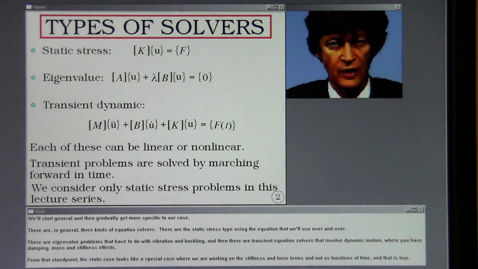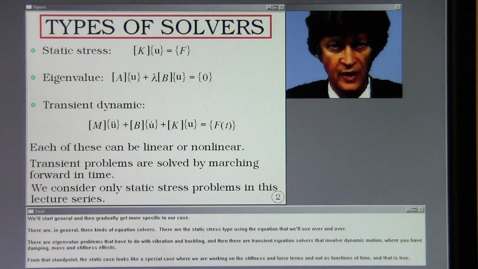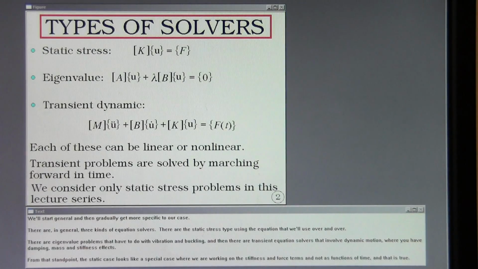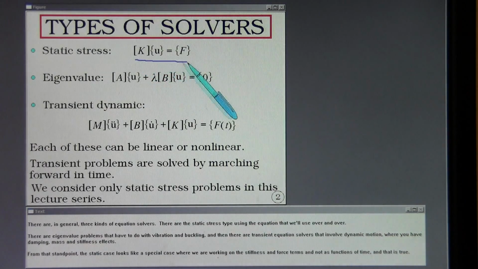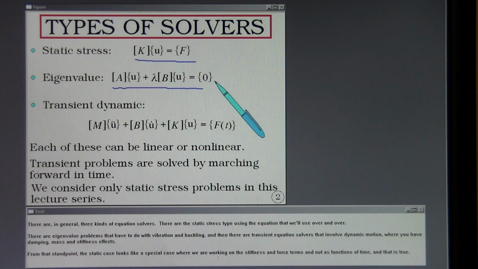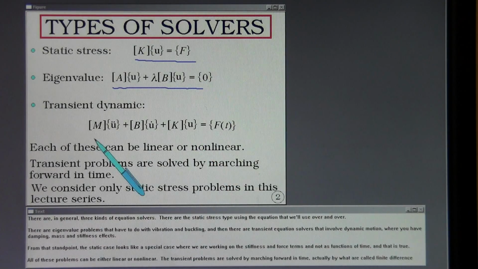We'll start out general and then gradually get more specific to our case. There are, in general, 3 kinds of equation solvers. There are the static stress type, using the equation that we'll use over and over. There are eigenvalue problems that have to do with vibration and buckling. And then there are transient equation solvers that involve dynamic motion, where you have damping, mass, and stiffness effects.